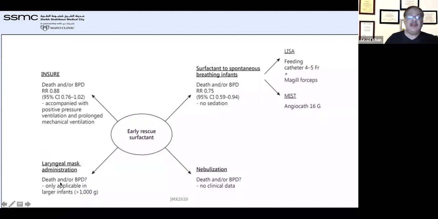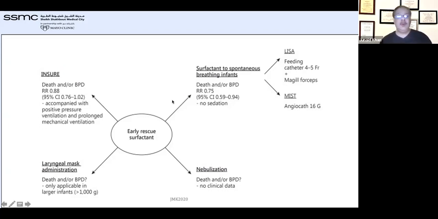Laryngeal mask administration is easy, but it cannot be done in babies under 1,000 grams because the size is not available. But let's say you have a 31 or 32 weeker and you don't know how to intubate, then if you have a laryngeal mask, you can use it and give surfactant.